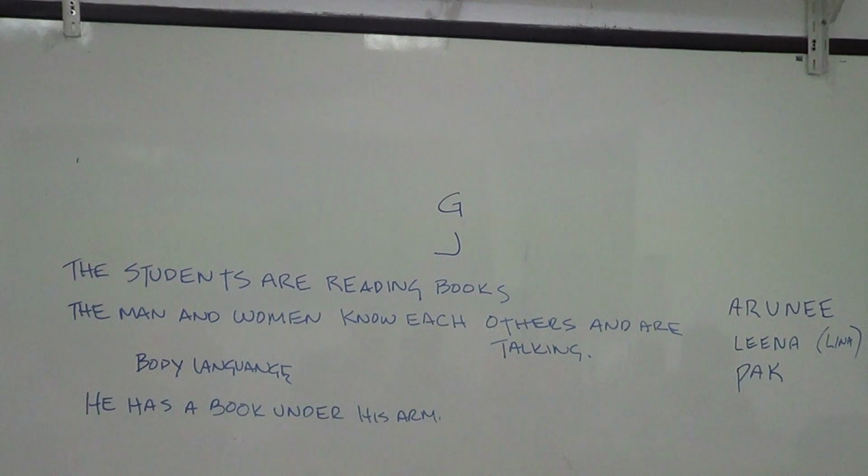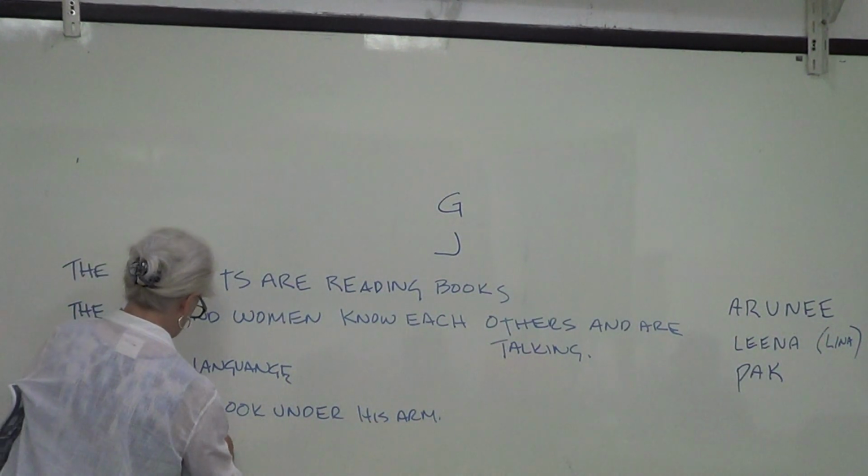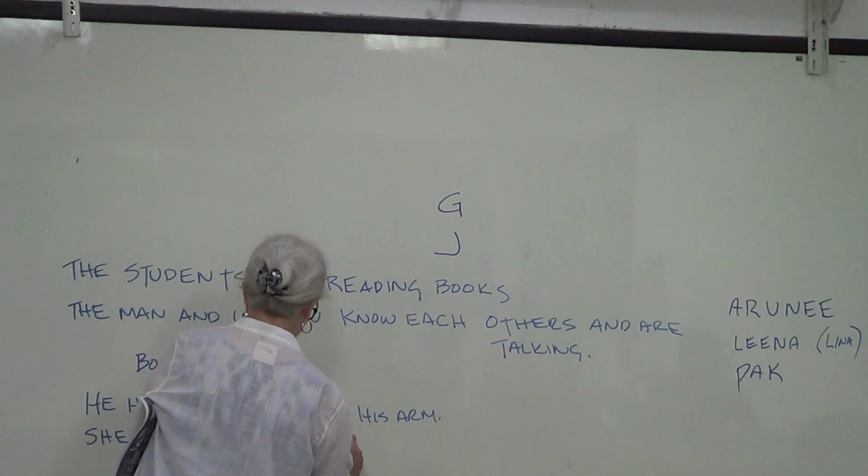Good. So this is what I want you to be doing, is to tell me about little things in the picture so that you can practice the small sentences. So he has a book under his arm. And what about the woman? She is carrying a book in her arms.